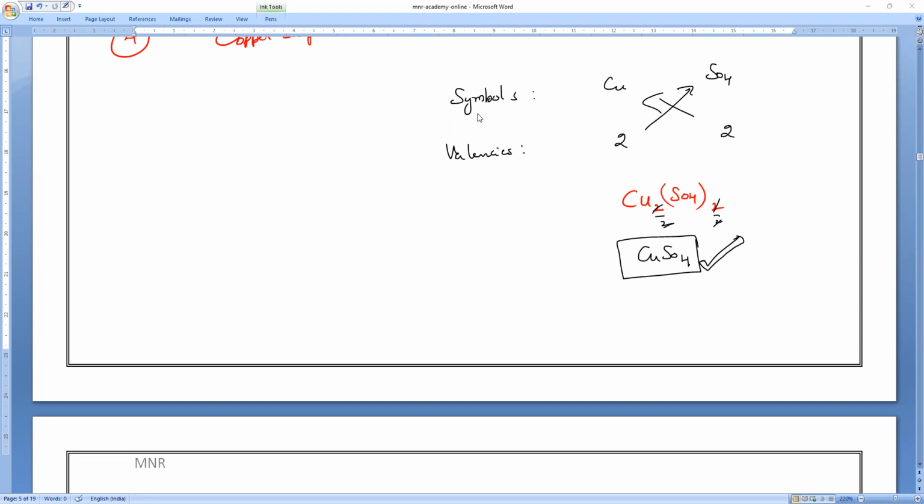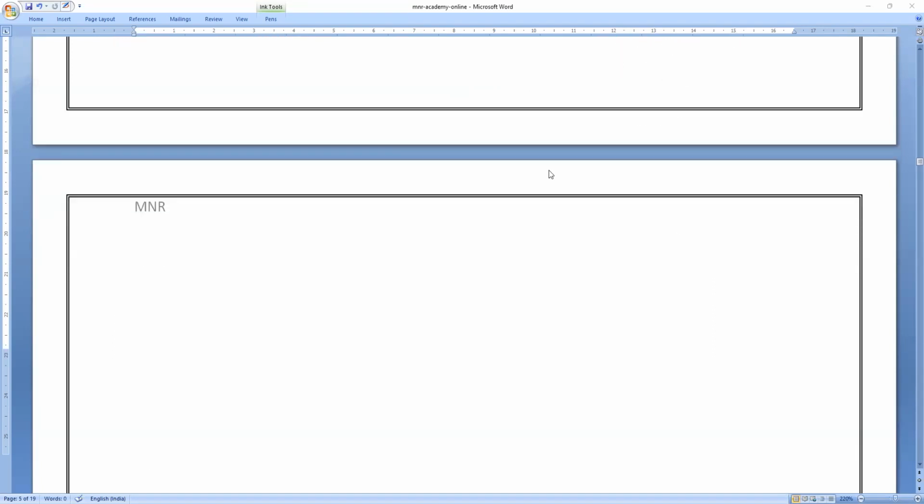Understood? Sir, that was another one question, sir. Copper sulfate, sir. 13th, yeah, question. Aluminum sulfate, copper sulfate. Yes, sir, aluminum. Okay. Clear, everybody? Girls? Next, aluminum sulfate.